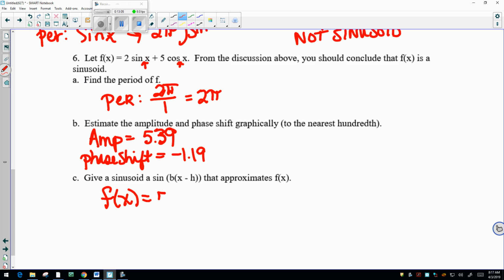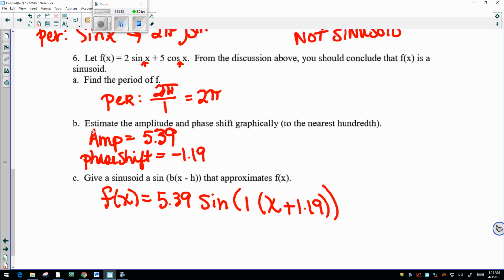Our a value is that 5.39 sine parentheses our b value. Now keep in mind our b value we found back up here, and we said that the b value was 1 times x minus our h value. So our h value was negative 1.19, so there's plus 1.19, which hopefully makes sense because we said it looked like it was shifted left, and if we do a shift left, it should be positive in our function.